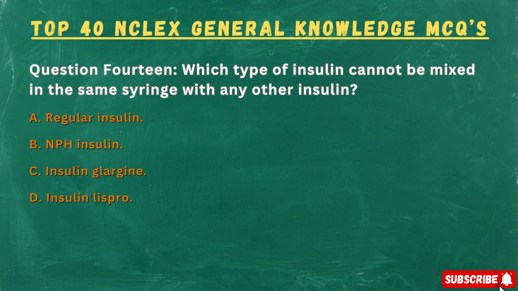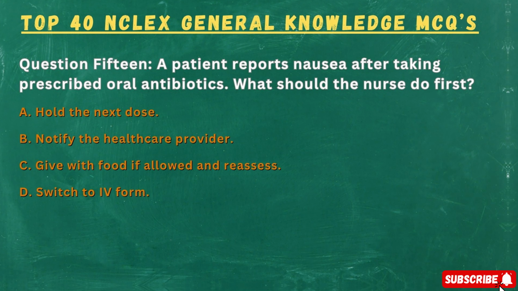Question 14. Which type of insulin cannot be mixed in the same syringe with any other insulin? A. Regular insulin. B. NPH insulin. C. Insulin glargine. D. Insulin lispro. Answer: C. Insulin glargine.